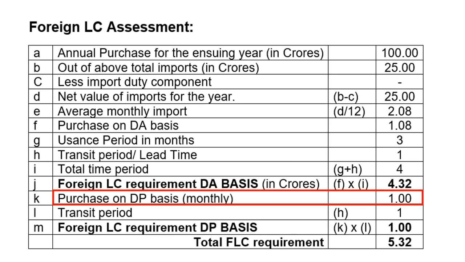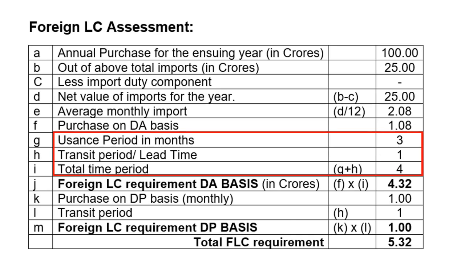For the goods which are purchased on an acceptance basis, naturally there will be some usance time, suppose 3 months, and some transit time as well, suppose 1 month. You have to add them both to arrive at the total time. Finally, you have to multiply this total time with the average monthly imports. This gives you the FLC requirement on a DA basis.